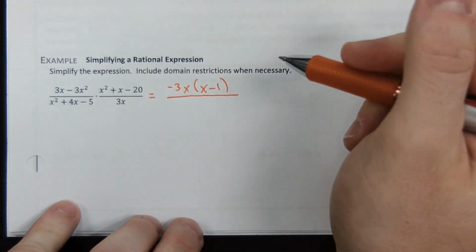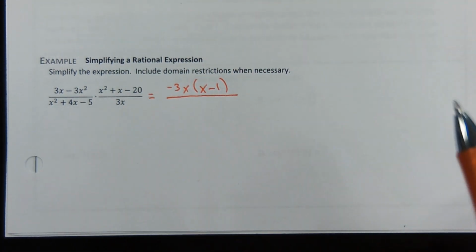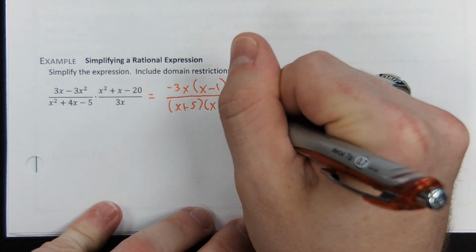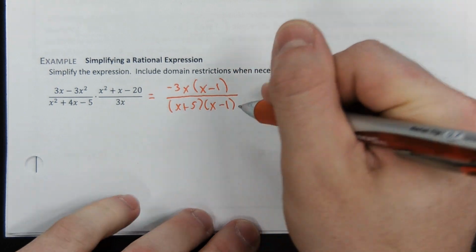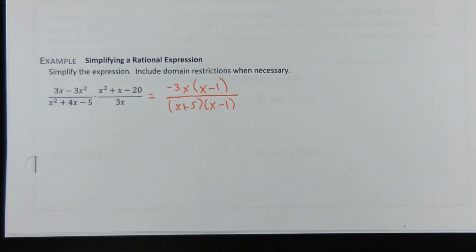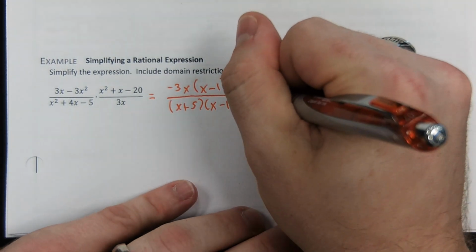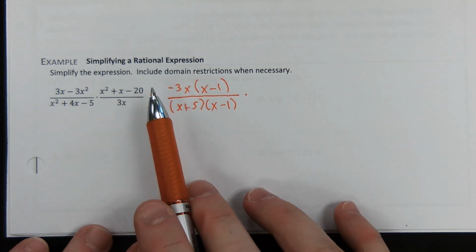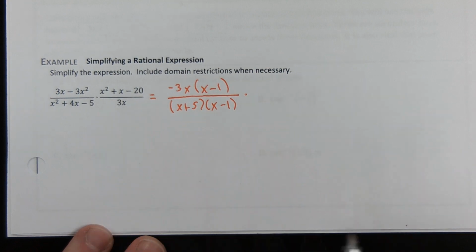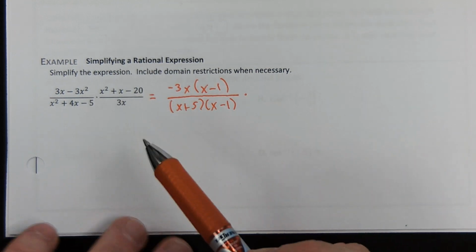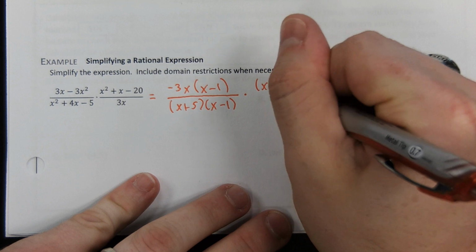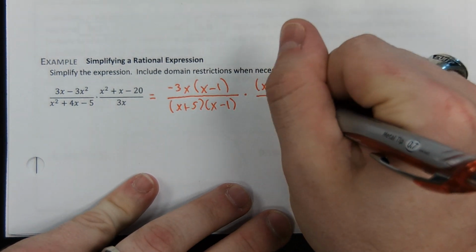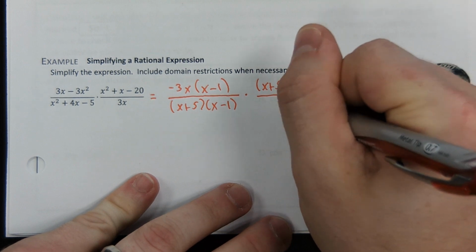On the bottom, the two numbers that multiply to negative 5 and add to 4, x plus 5, x minus 1. Almost said minus 4 for some reason. Next fraction. The two numbers that multiply to negative 20 and add to 1 are 5 and negative 4. And now I've got this 3x on the bottom.